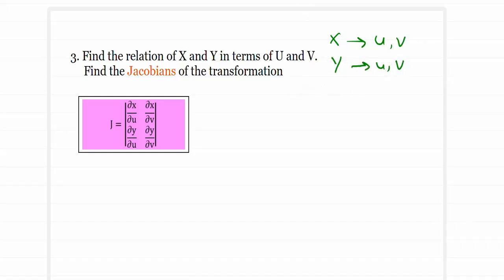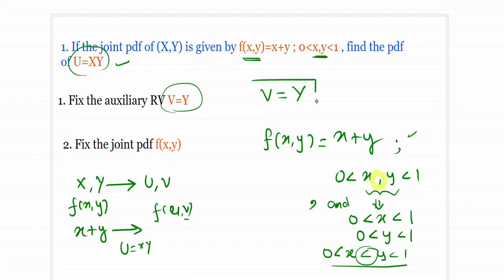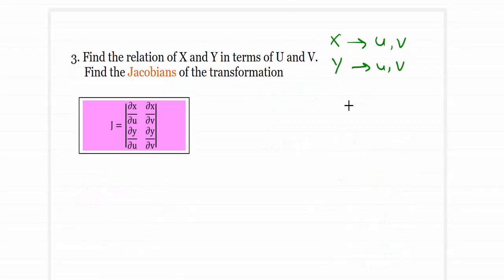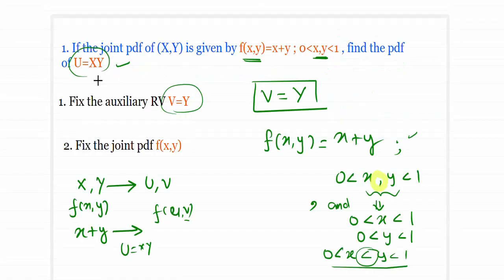What do we know from our step 1? From my step 1, I have fixed v as y. So I know that y equal to v. So now this is going to be fixed. I have got one relationship. Now I have to fix my x. How to fix your x? What is the relationship or the transformation function you know about? u is equal to xy.